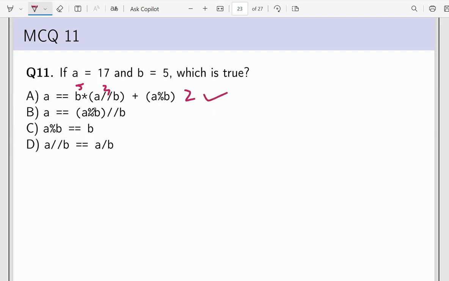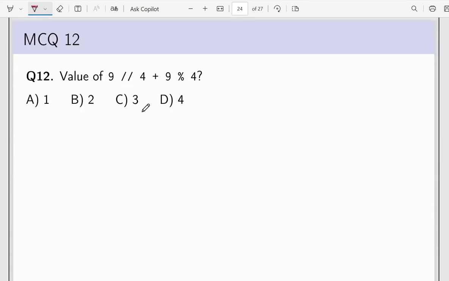Okay, I will check the others. a % b: 17 divided by 5, the remainder is 2. 2 divided by b, which is 5, no, this is wrong. a % b means the value of b is 5, and with 17 and 5, this is wrong. a / b, no. Okay, only the first option is true.